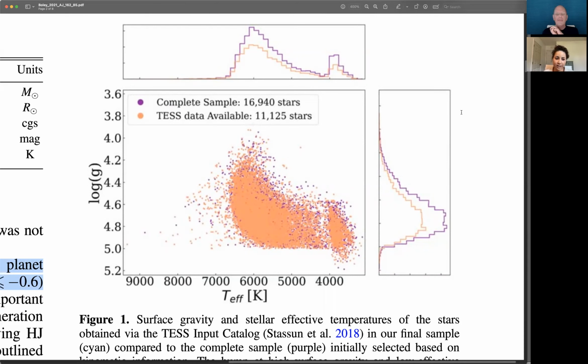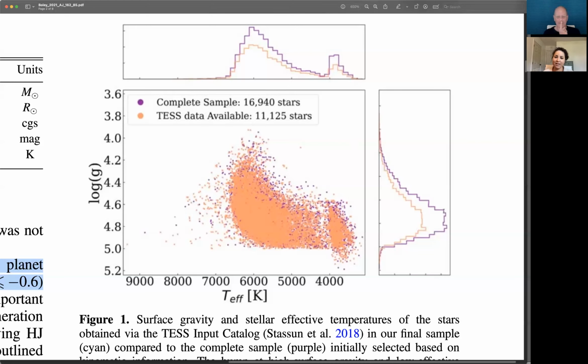And what you'll see here is that basically this nicely sampled our complete sample. So it wasn't like we were only seeing a certain type of star as opposed to others. We were able to get basically the full range of stars here. So the two distributions are very similar in shape, not in amplitude because there are fewer stars, but the distribution is very good.